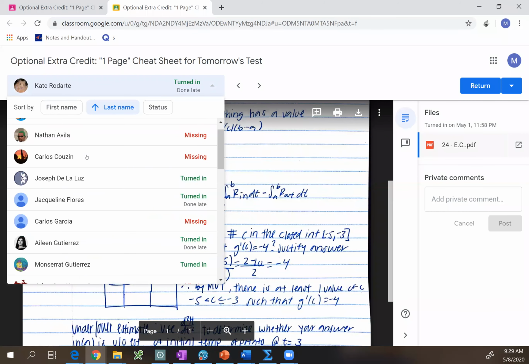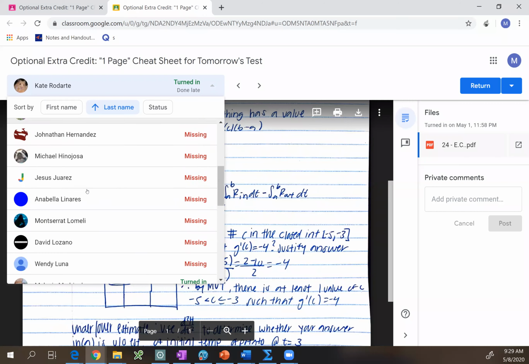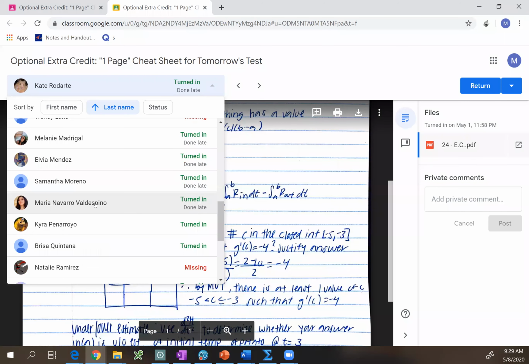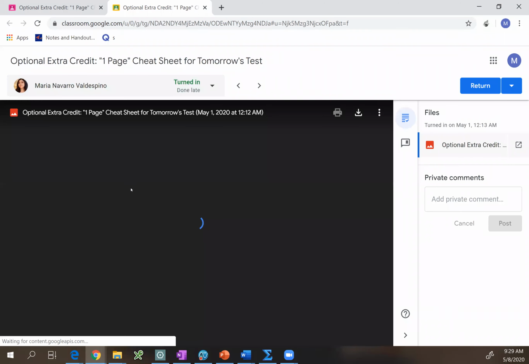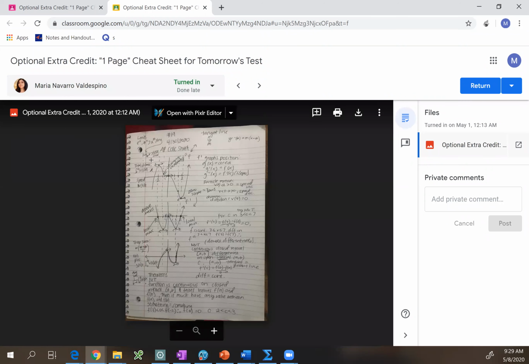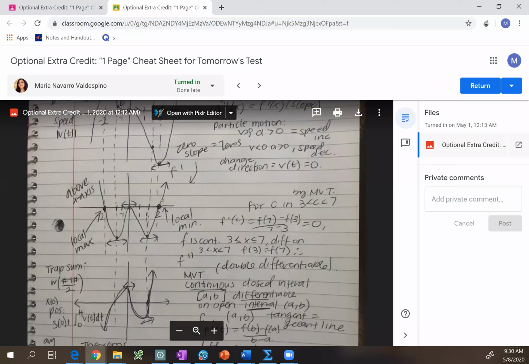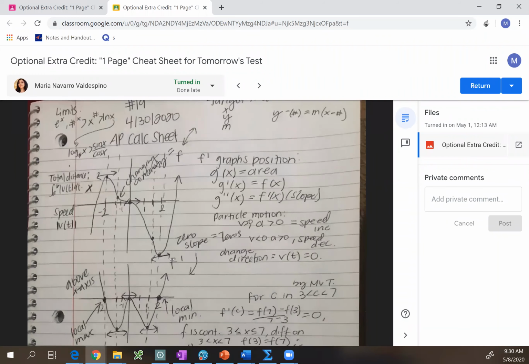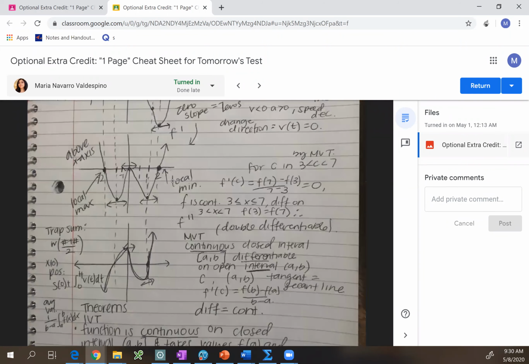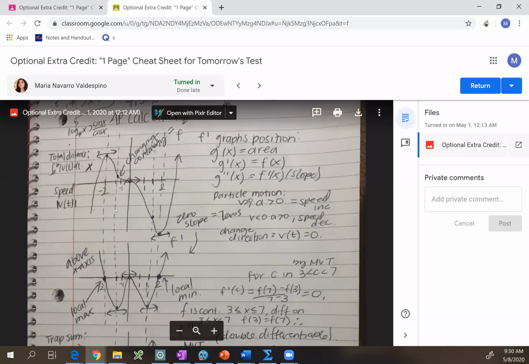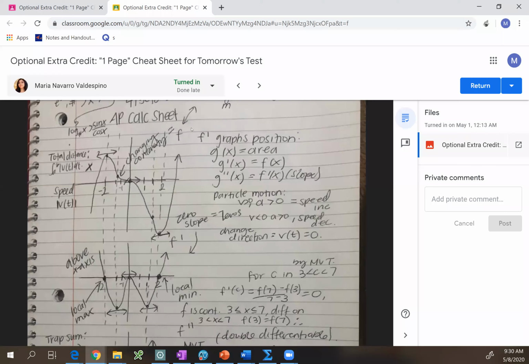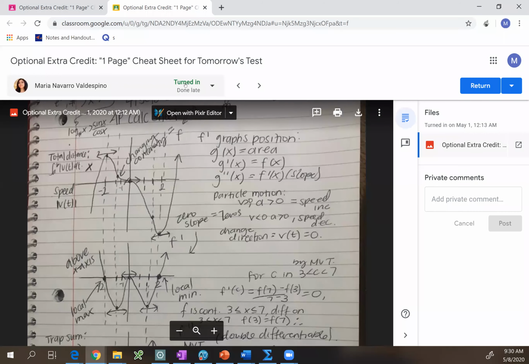In addition, another person who had good examples, but in a different way, and it wasn't quite example questions, was Maria. She had these graphs here, showing the F prime graph, the F double prime graph, and how they relate. We did that in class. I think Kyra did something similar with the chart that we did in class about how those relate. So that was cool.